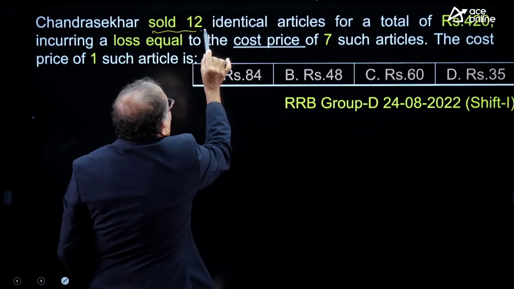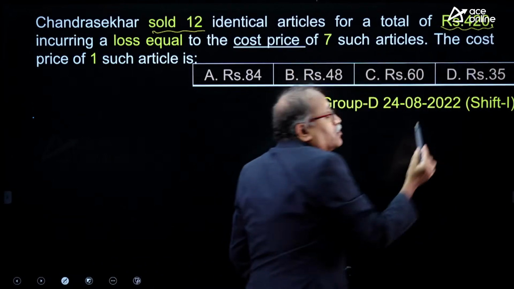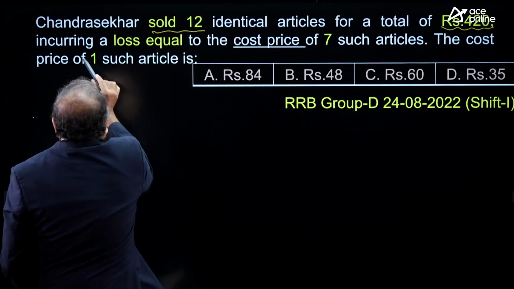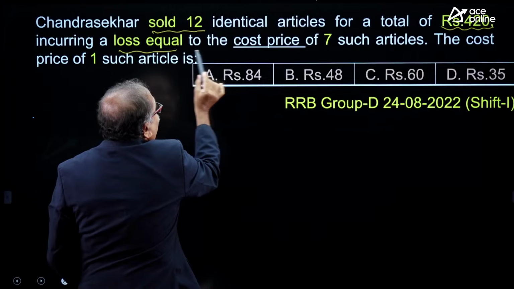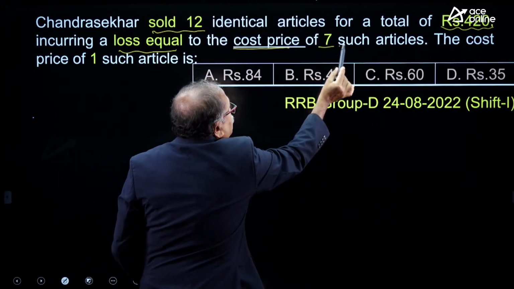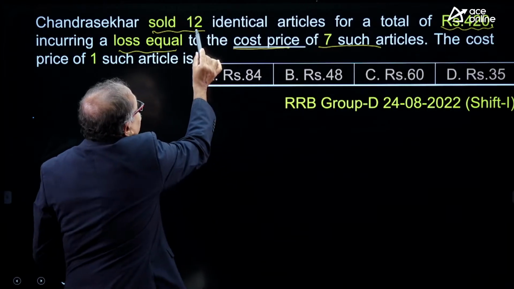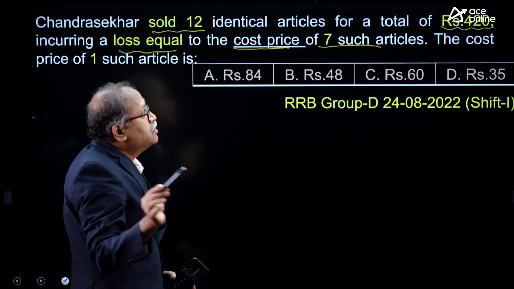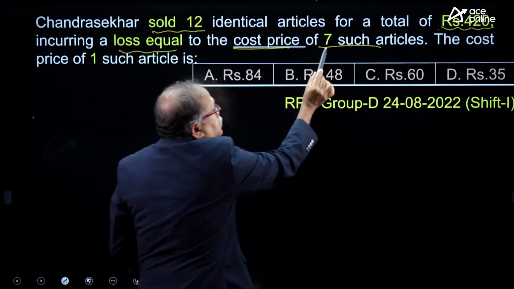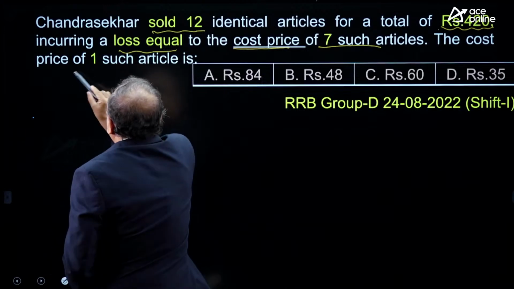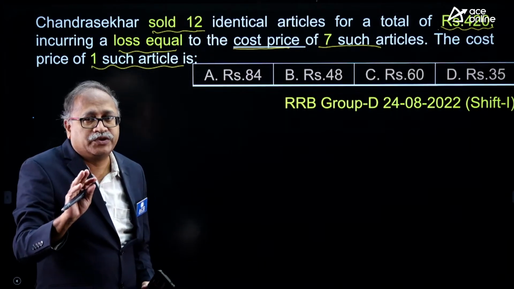Chandrasekhar sold 12 identical articles for a total of rupees 420, incurring a loss, and the loss is equal to the cost price of 7 articles. Selling how many articles? 12 articles. For this much rupee, he is getting a loss which is equal to the cost price of 7 articles. The cost price of 1 article is, I will give you the best method.